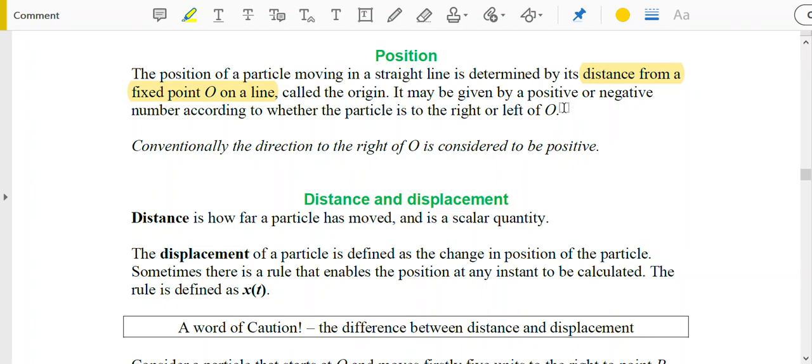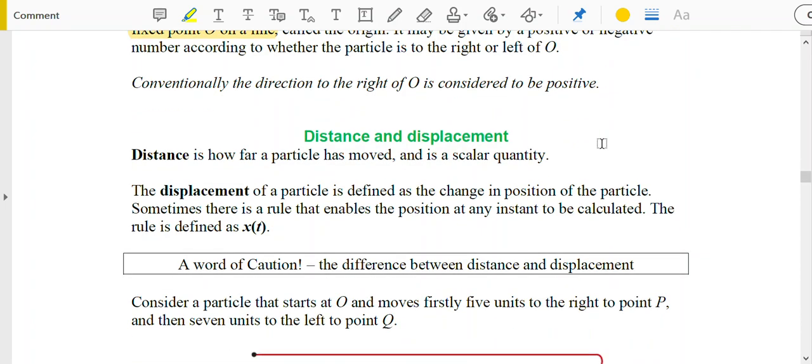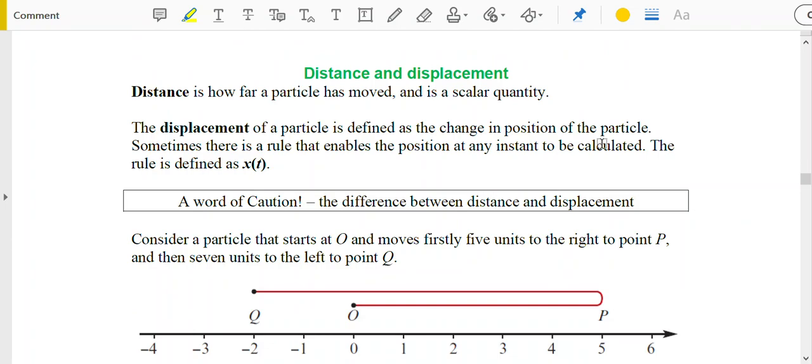And obviously, conventionally, the direction to the right of the origin O is considered to be positive, just like a number line. So think of it like a number line. Now, some other definitions you need to be aware of.